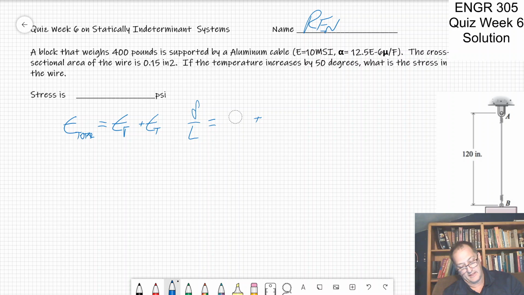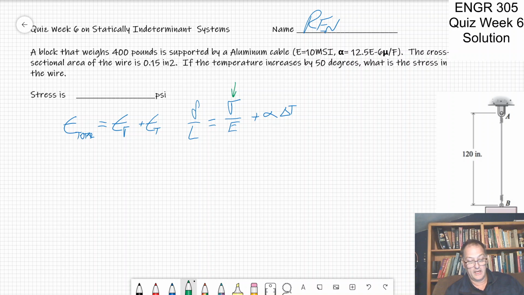This is P. I don't have the L. I divided by that. This is actually the structural strain. So maybe I should write that as the stress divided by Young's modulus, and the thermal strain is alpha delta T. Now, what parts of that do I know? What am I looking for? Well, I'm actually looking for the stress. I'm looking for that right there.